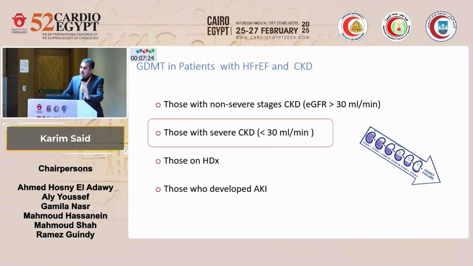Now to another challenging group of patients, those with severe CKD, eGFR less than 30, but not yet on dialysis. These patients are excluded from all trials except with two agents. One, SGLT2 inhibitors, namely empagliflozin, because the eGFR exclusion is less than 20, and vericiguat. In the VICTORIA trial, the exclusion criterion was eGFR less than 15.